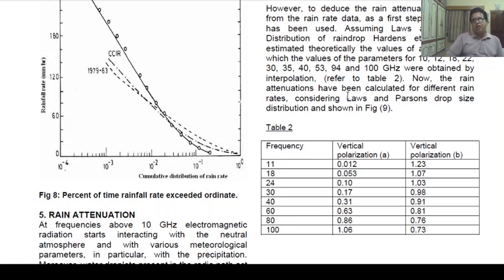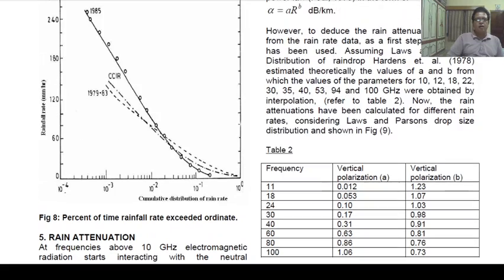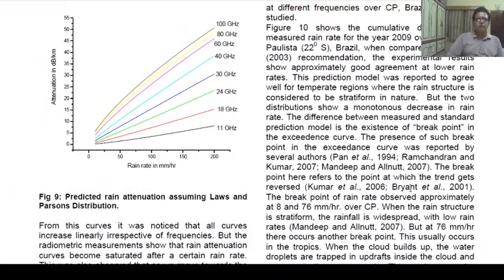Now the rain attenuation has been calculated for different rain rates considering Laws and Parsons drop size distribution, as shown in figure 9. Figure 9 shows the rain attenuation assuming Laws and Parsons distribution, with rain rate in millimeter per hour and attenuation in dB per kilometer. If frequency is increasing, then attenuation is increasing.